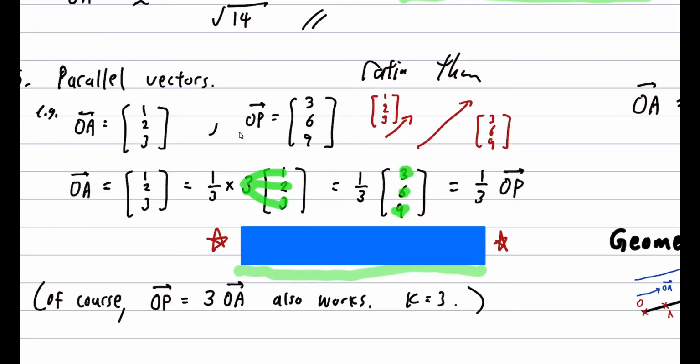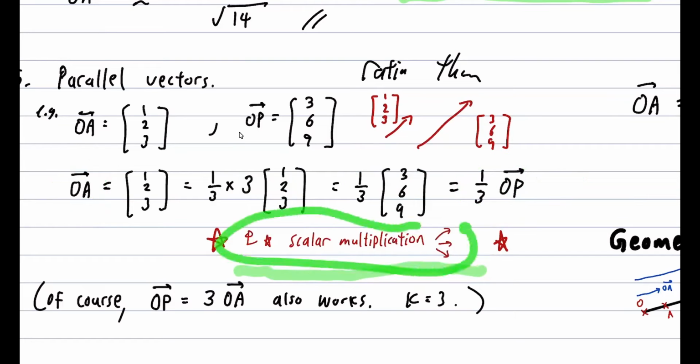It becomes 3, 6, 9, coincidentally. And so there's a scalar here multiplied by 3, 6, 9, which is your vector OP. So what I've done is I rewrite vector OA as 1/3 times vector OP. This part okay? Yeah.